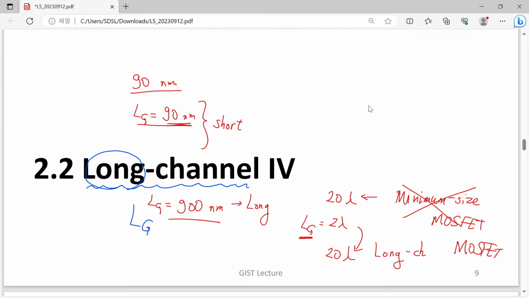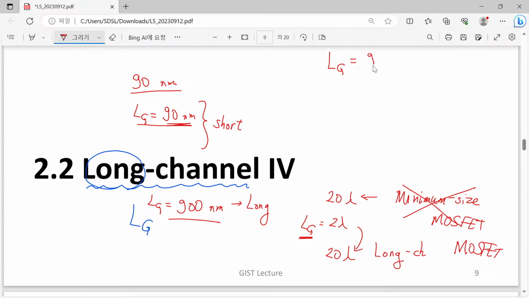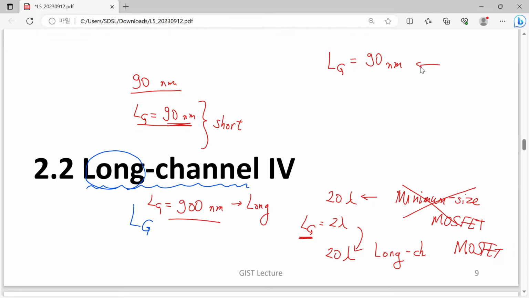But I wanted to say one thing more. Let's say that gate length is 90 nanometer. Is it long or short? It doesn't make any sense without specifying the technology. So, for example, if we are working with 90 nanometer technology, then it means that this is the minimum one.